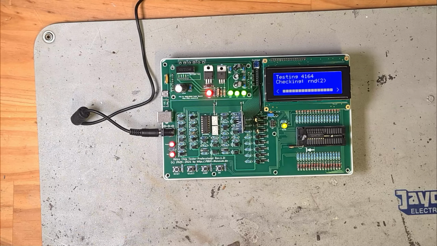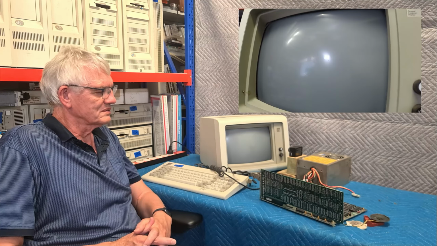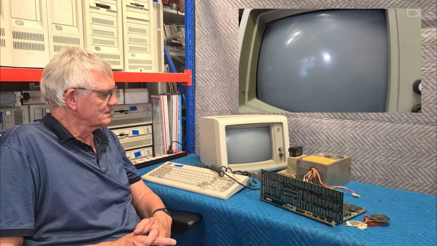Well, I'm back at my test bench. I put the new chip in and I put the graphics adapter in. And the only thing left is to power on and hope for the best. Interesting. I'm getting the graphics card error, a long beep and two shorts.